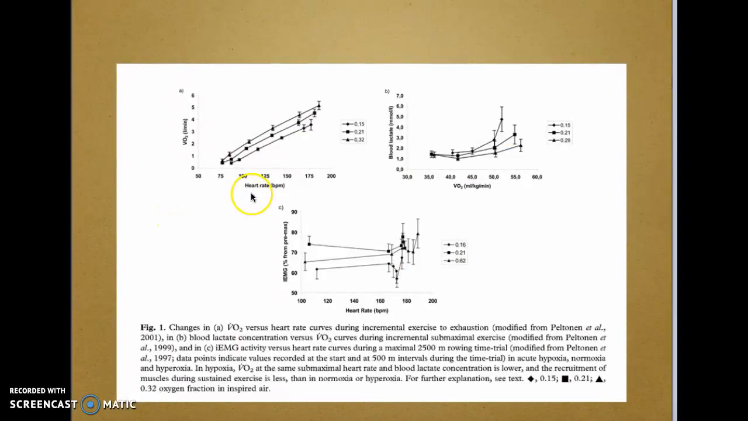This is showing comparing the heart rate and VO2 max as you continue to train. As the VO2 max increases, the heart rate will continue to increase. The blood lactate level will increase as the VO2 max increases, and you can see how there's a drastic change once you get to the VO2 max level around 50.